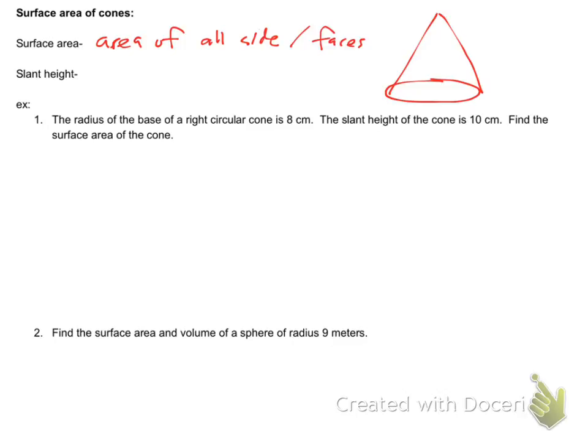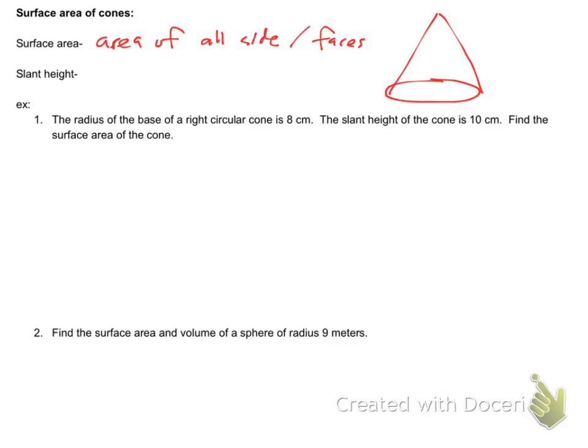That means that you need to find the area of the cone shape, and don't forget your bottom. There is a circle. So, a definition there is slant height.